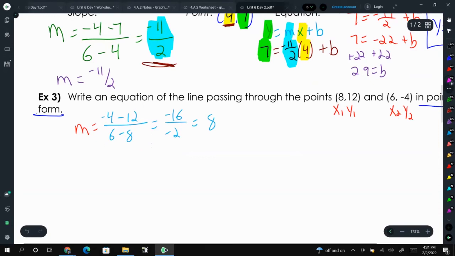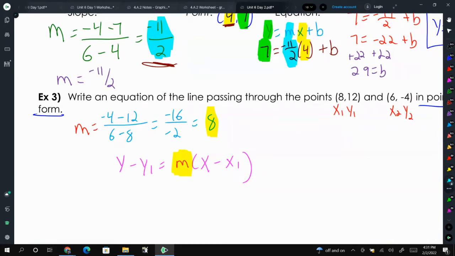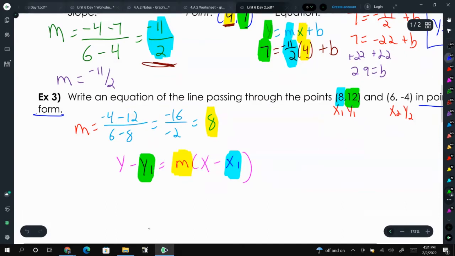Now, point slope form is y minus y1 equals m times x minus x1. We know what m is. m is 8. That's our slope. x1 and y1 are points. Now, we have 2 points we can choose from. I always suggest using the point with only positive numbers if that's available. So I'm going to use these values for my x1 and y1.